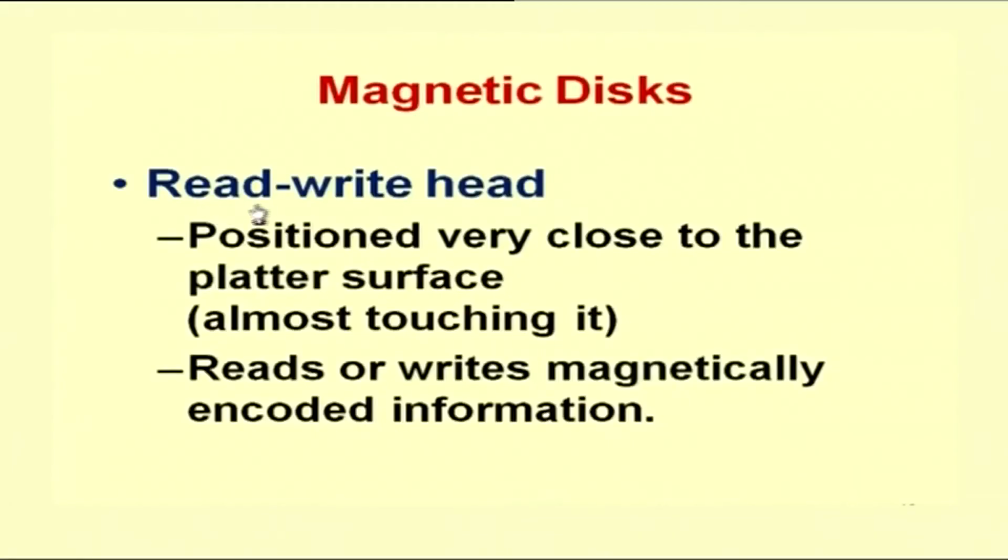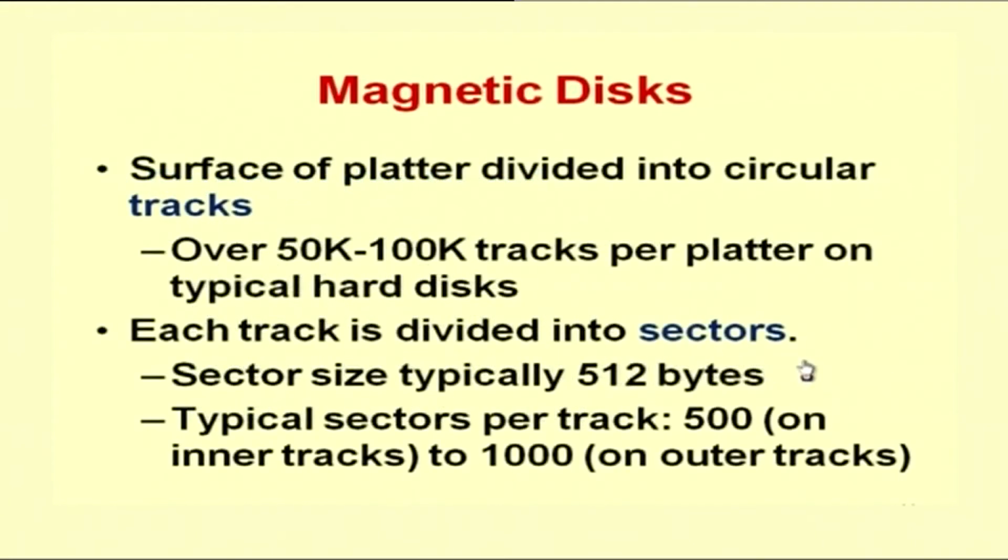So, the magnetic disk has the following components. You have a read write head, which I showed you, positioned very close to the platter surface, it will almost touch it. It reads or writes magnetically encoded information, that is the function of the read write head. Then you have the surface of the platter divided into circular tracks, and each platter will have 50K to 100K tracks on a typical hard disk. This can increase also, and each track is divided in turn into sectors, and each sector is typically 512 bytes, that also can change.